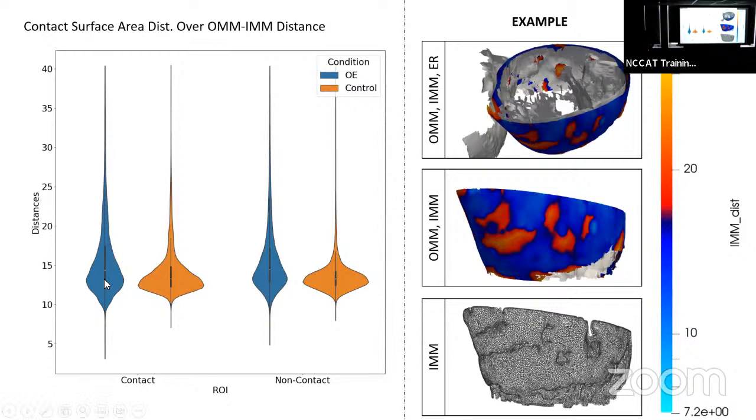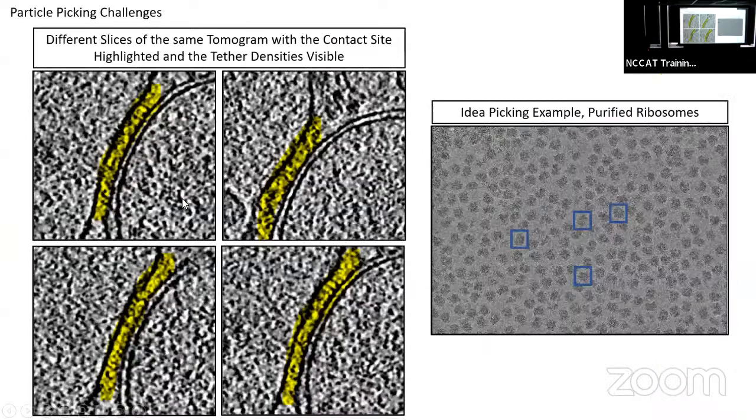What we saw was that the distances have a larger variance in overexpression regardless of where you're looking, either at contact sites or outside contact sites. In the overexpression, you have larger distances compared to control. And subtomogram averaging.